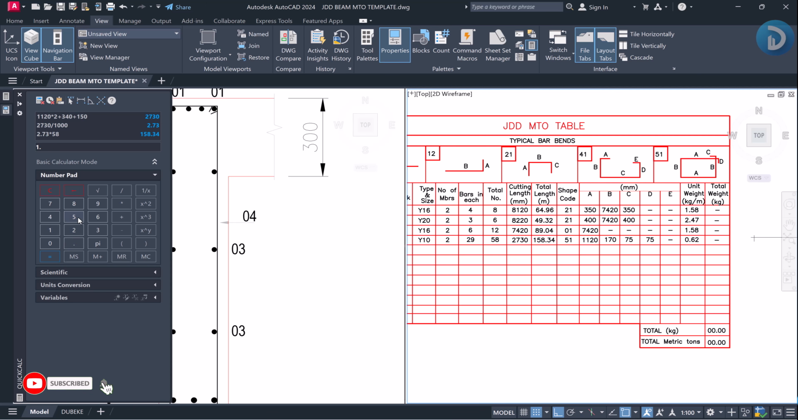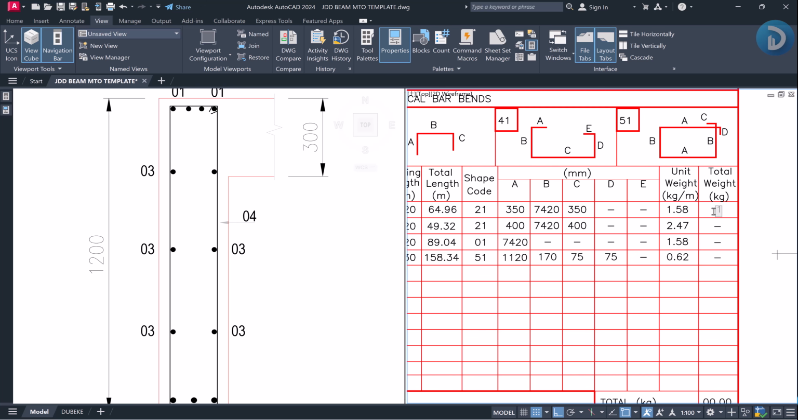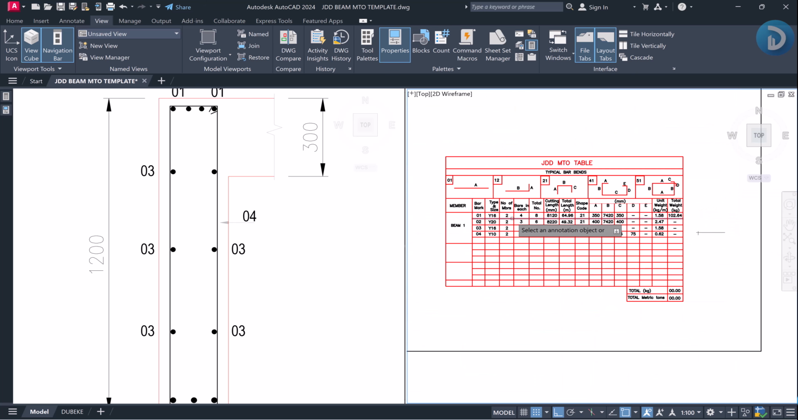1.58 multiplied by 64.96. So the weight is 102.64. So this is now the total weight of bar mark 01 required.